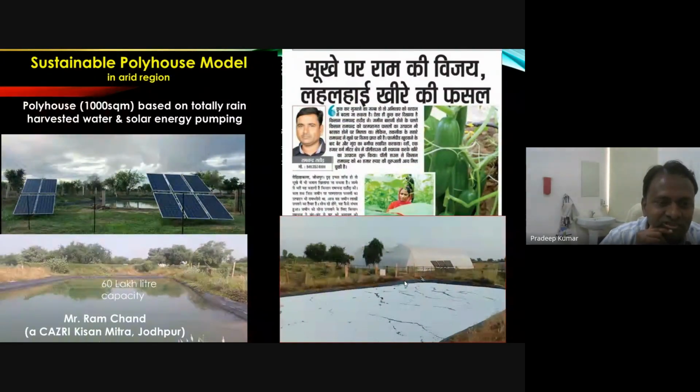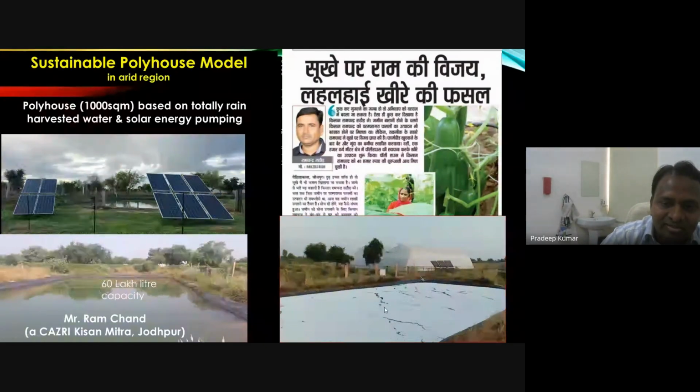And one success story from here: our farmer runs a 1,000 square meter polyhouse, and he does not have any tube well. He collects water only from his own surrounding field and from the roof of the polyhouse. He has a 60 lakh capacity pond, and the water collected from here is good enough to have 2 crops successfully in this protected structure.